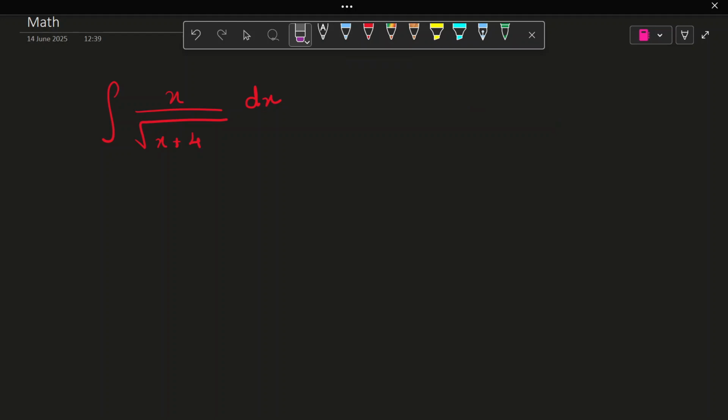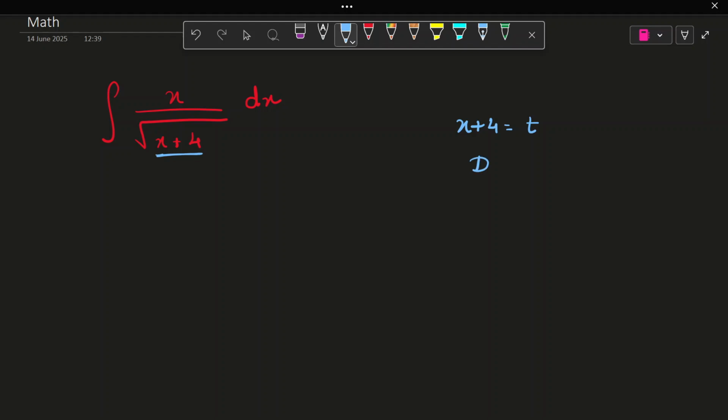So in this question, we've been asked to integrate this function, which is x upon root of x plus 4 dx. So now the thing that we can do is assume this x plus 4 as t. In the case of substitution questions, first of all, we'll assume the thing which is under root, which in this case is x plus 4, as t. If that thing doesn't work after differentiating and doing all the substitution, we'll think about something else.